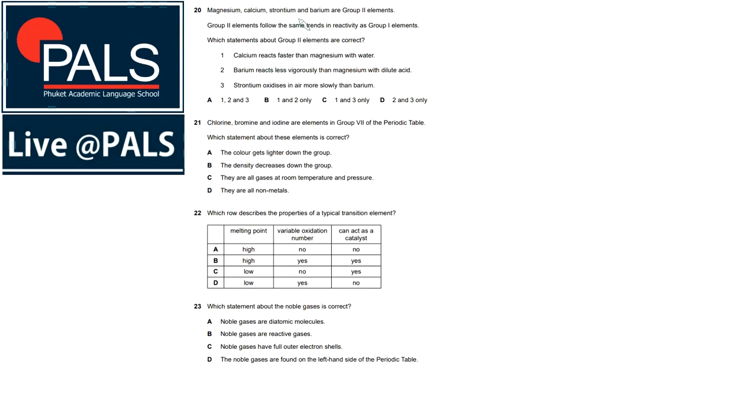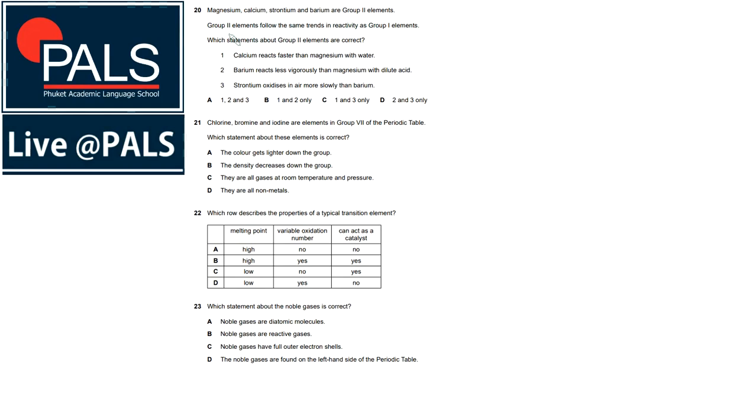Magnesium, calcium, strontium, and barium are group 2 elements. Group 2 elements follow the same trends in reactivity as group 1 elements. Which statements about group 2 elements are correct? 1: Calcium reacts faster than magnesium with water. 2: Barium reacts less vigorously than magnesium with dilute acid. 3: Strontium oxidizes in air more slowly than barium. Let's have a look.